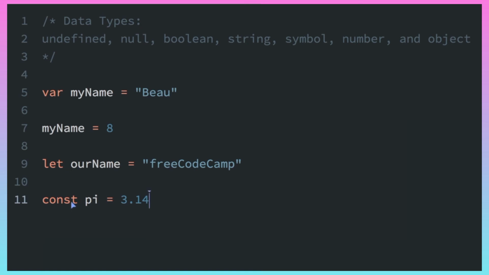Const is a variable that should never change. It can never change. So, like right up here, I declared my name, but then we changed it here. So it started out to be Bo, and we changed it to 8. A const, you can never change it. If you do try to change it, you'll get an error. Okay, that's all for now, but like I said, we'll be talking more about the different types of variables later.